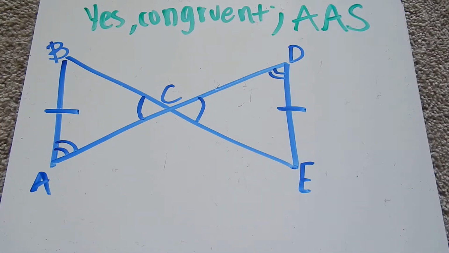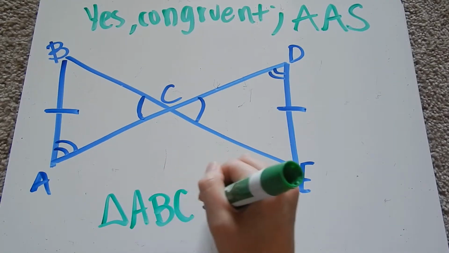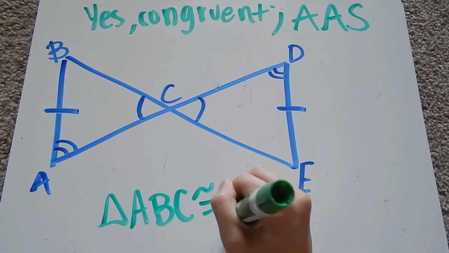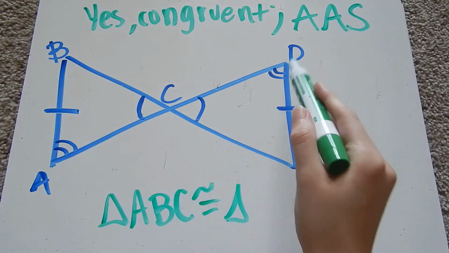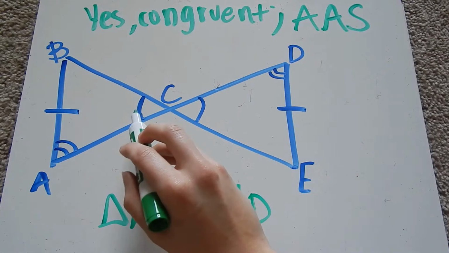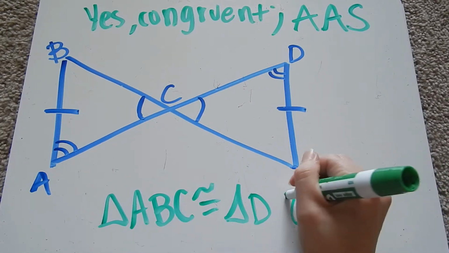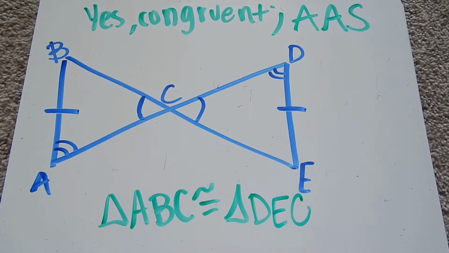Now let's write our congruency statement. So I'm going to label it triangle ABC is congruent to triangle. Well, A is congruent to D, so that's going to be a D there. Angle C is congruent to angle C, so that C has to be on the end there, which means this E has to be in the middle.